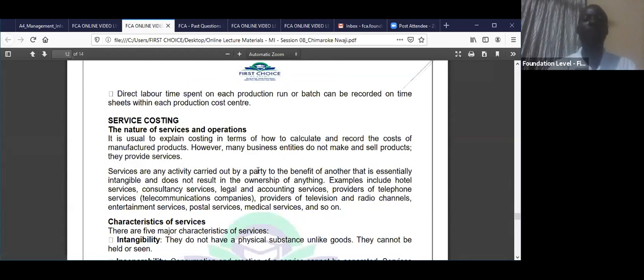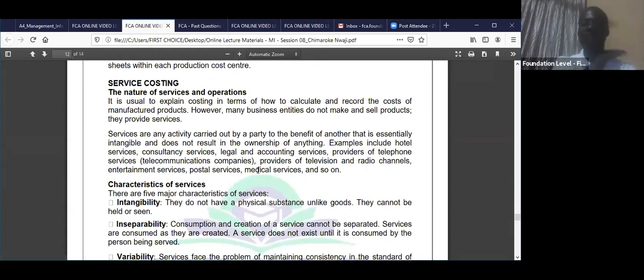Now let's go to service costing. The nature of services and operation. Sometimes in business, you do not produce goods, but rather you produce services. It is usual to explain costing in terms of how to calculate and record the cost of manufactured products. Yes, but many businesses provide services. For example, FCA provides services. We do not have physical goods which we sell.